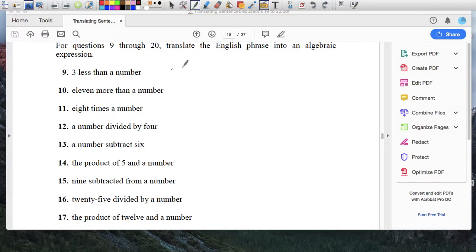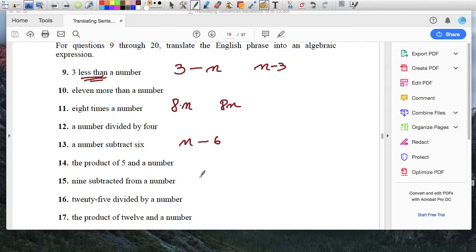So 3 less than a number, literally translated: 3 is 3, less than is subtraction, and the number is n. But because the word is less than, we have to change the order, and it becomes n minus 3. 11, 8 times a number, so that's easy. 8 times n, or even better, 8n. 13, a number subtract 6.